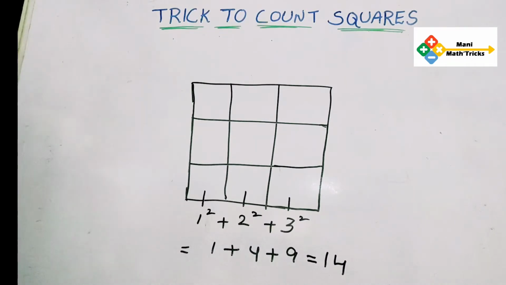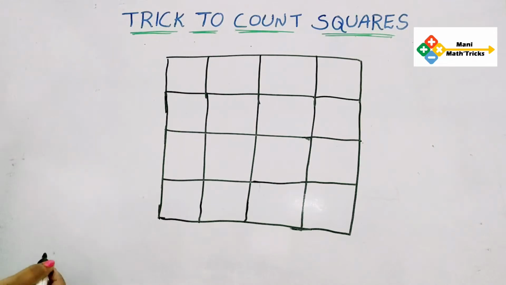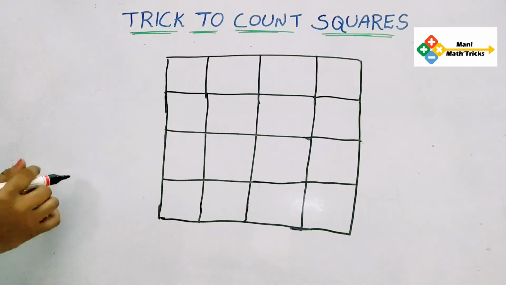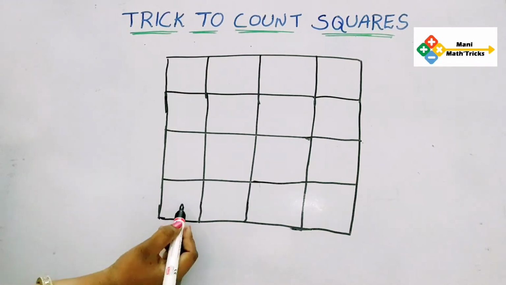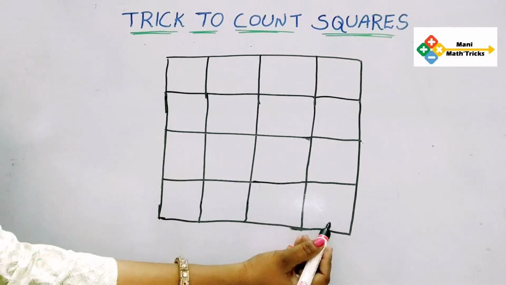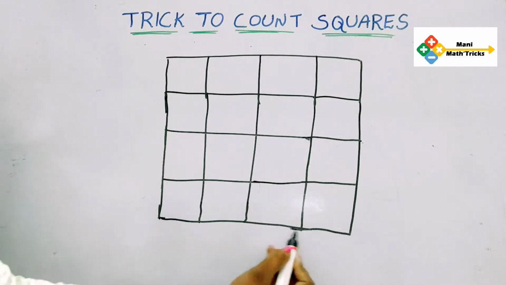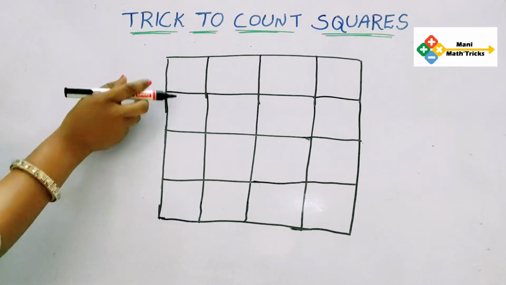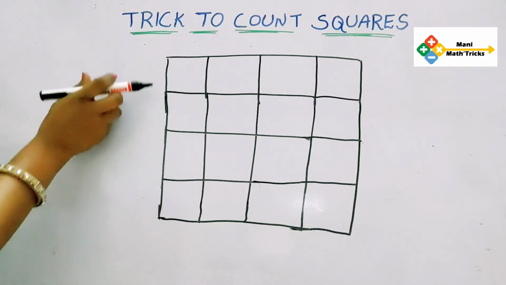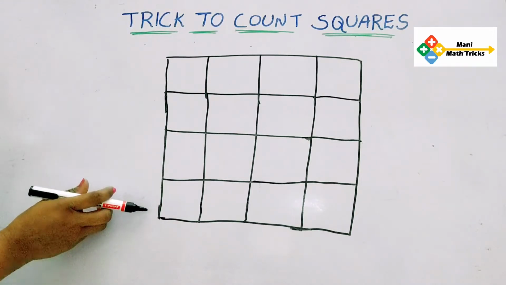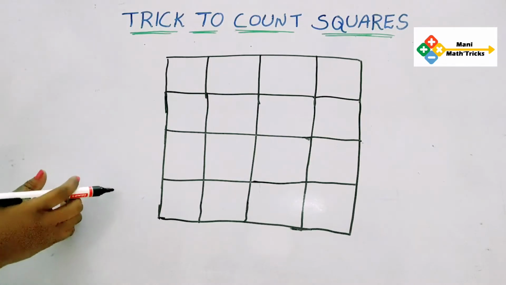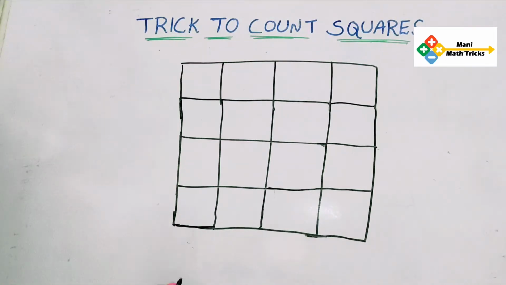Now let us see the other one. In this figure, if you observe, 1, 2, 3, 4. So 4 squares horizontally, 1, 2, 3, 4, and 4 squares even vertically. So this is also a symmetric figure. Let us find the number of squares.